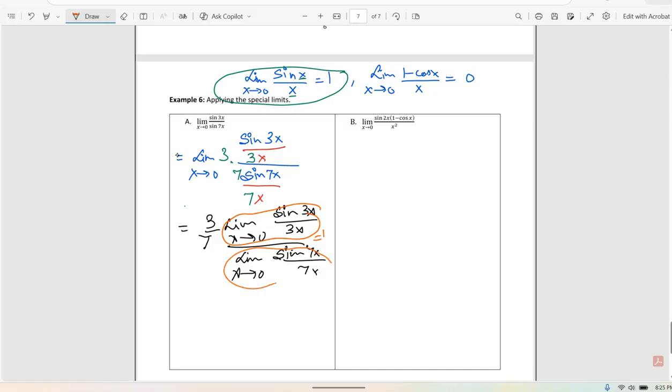1. This limit is equal to what? 1. Both of them are 1 using the formula which we just learned. So the answer is 3 by 7 times 1 by 1. The answer should be 3 by 7.